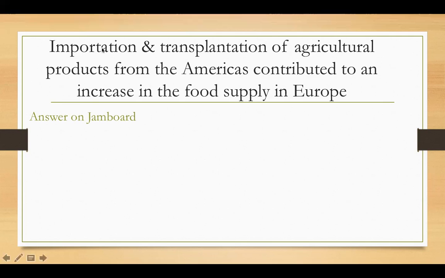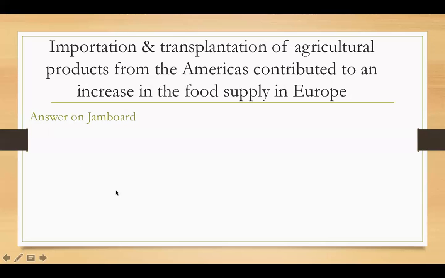What I want you guys to do is go ahead and open up your Jamboard. Go to the Google site, find your Jamboard, and you should be on slide 1 of the Jamboard. There should be a sticky to the left that says, what are some of the new staple crops from the Americas, and how could they help all of Europe's diet, but especially the poor?